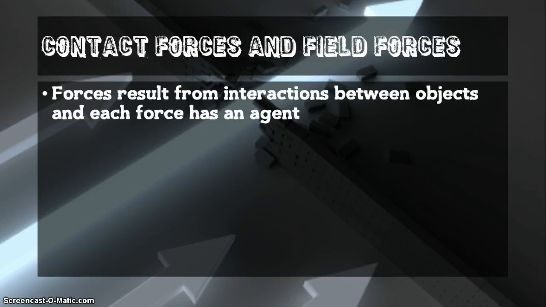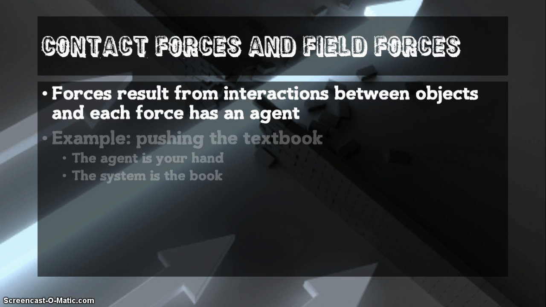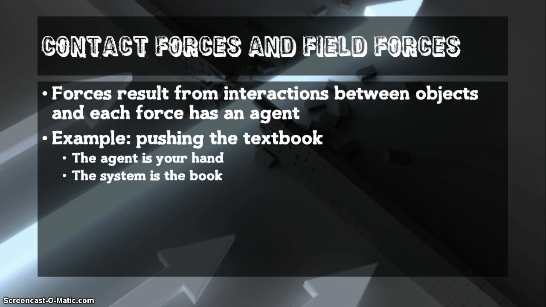So every force we define in this class is going to have an agent or something enacting the force, and it's also going to have a system that it's enacting the force on. So there has to be two players every time you have a force. You need an agent and a system.